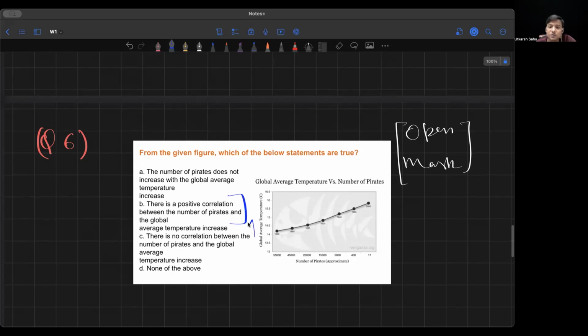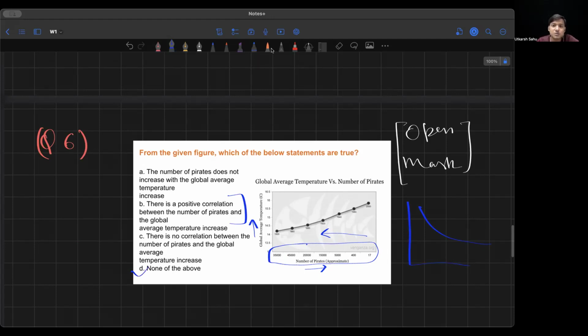Why? We have global average temperature here, number of pirates here. But the catch was, even though this trend looks like increasing, the numbers on this axis are actually decreasing. So actually, you have this kind of trend. They have shown you a mirror image, and that is why this graph is misleading. Ideally, the option would be opposite. The correct option, which I would have selected, would be none of these because that is the most suitable I could think of.